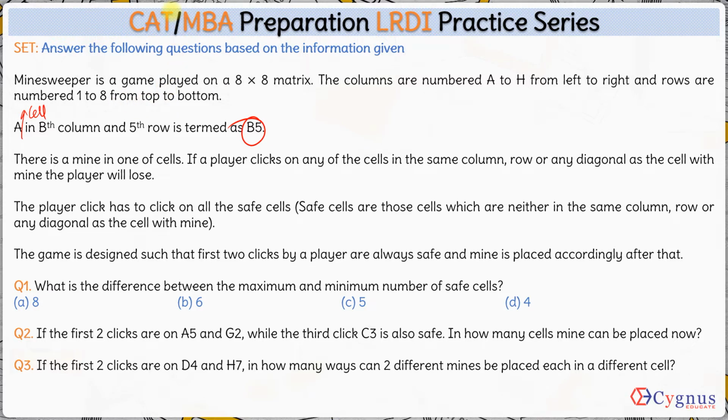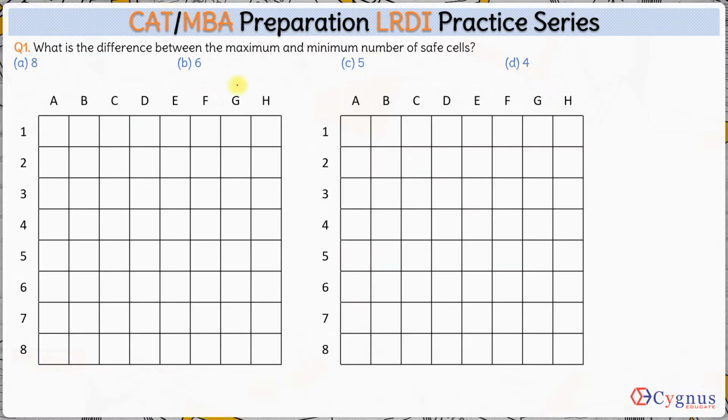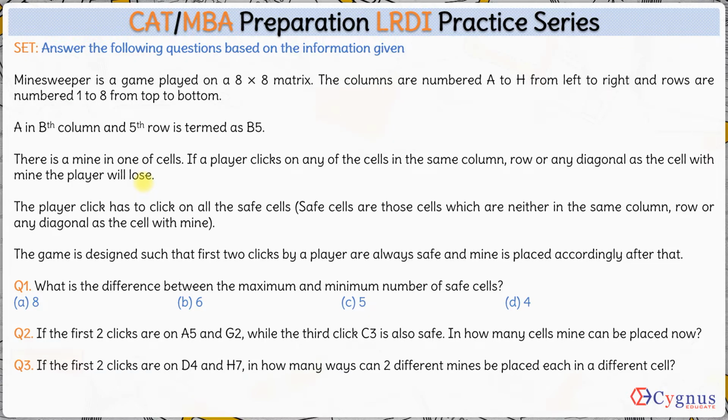Okay, so what's happening is, let's say this is your 8 by 8 matrix, right? So these are the columns and these are the rows. Okay, so B5, this particular cell is in the B column and fifth row. So this cell is termed as B5. If we, let's say, pick up this cell, it would be termed as E3 because it is in the E column and third row. Okay, so this is what it is.